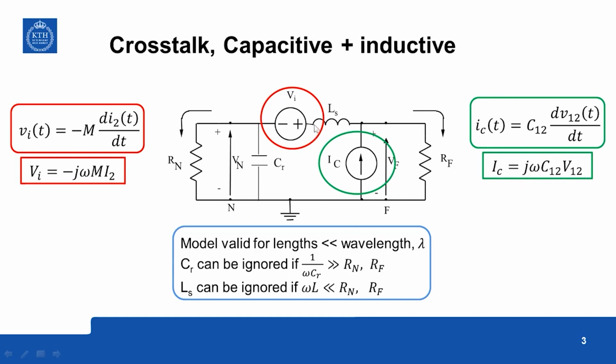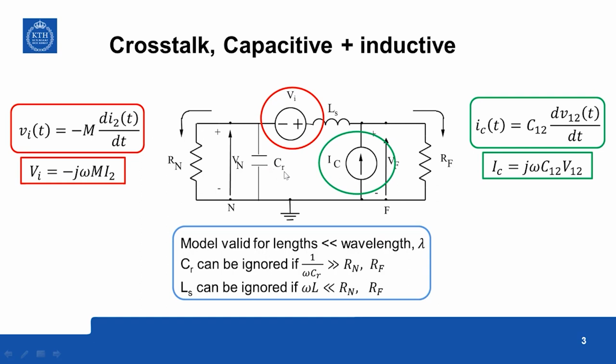Now we have the series inductance L, that is applicable for the victim circuit, and you have the capacitance to the reference CR. So this in some cases can be neglected, but not always. So as a matter of practice, always include the series inductance and parallel capacitance to the reference when you draw the model. Then check to see if one can conveniently neglect them or not.